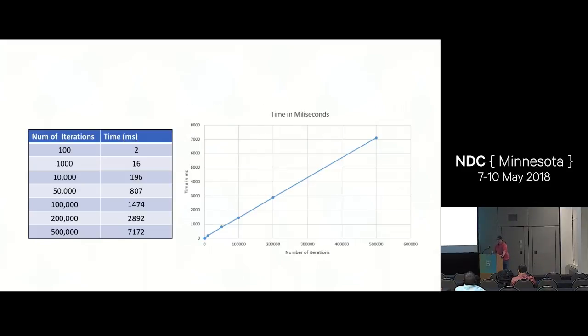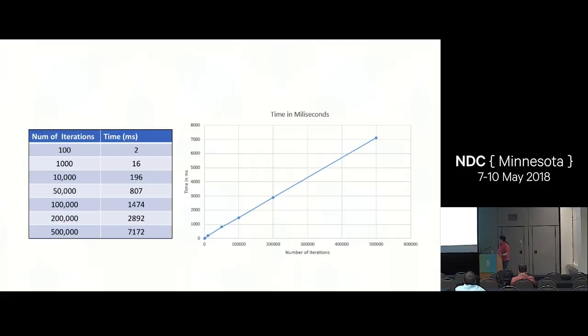So if we look at examples of numbers of iterations where I tested this at one point, 100 iterations might take 2 milliseconds, 1,000 iterations might take 16, all the way up to 500,000 iterations, which might take 7 seconds. As you can see, the higher the number, you get linear growth in the amount of time.